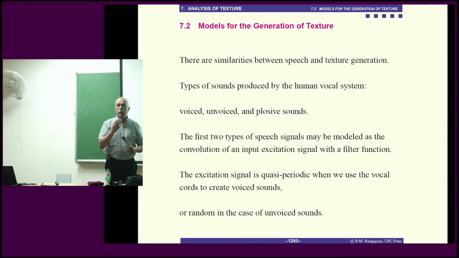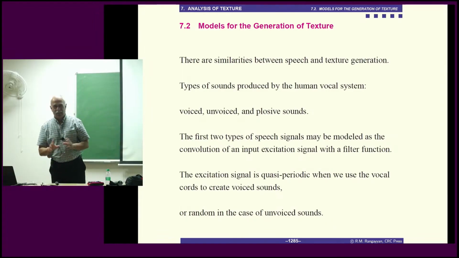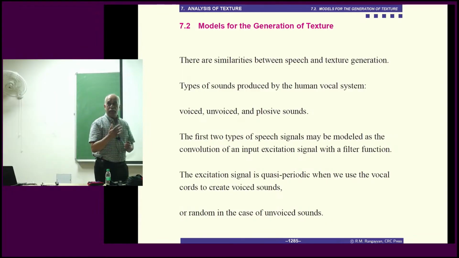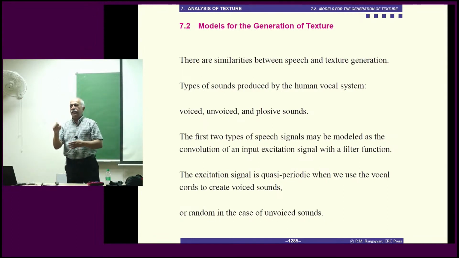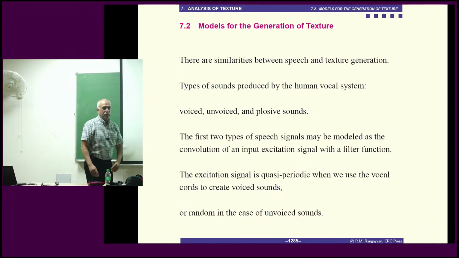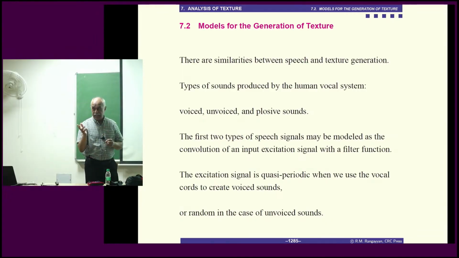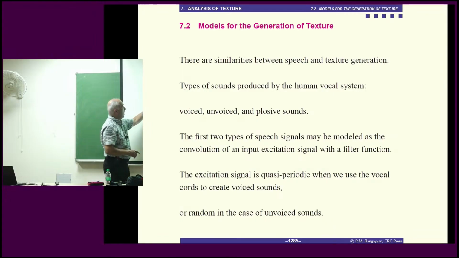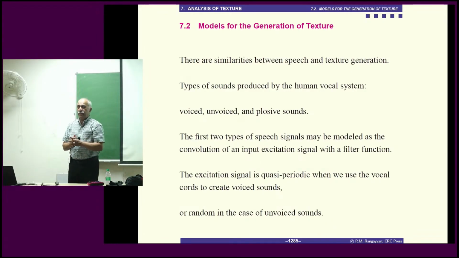And plosive, where we stop, close the mouth, and go P or T or K also to some extent. So there are those who call plosive or stop signals, where the signal is stopped and then suddenly there is a burst. We set the plosives aside because it's a discontinuity in the signal. It's a transient, so you deal with that separately. The first two types, voiced and unvoiced, are the two important types, and they are modeled as the convolution of an input excitation signal with a filter.